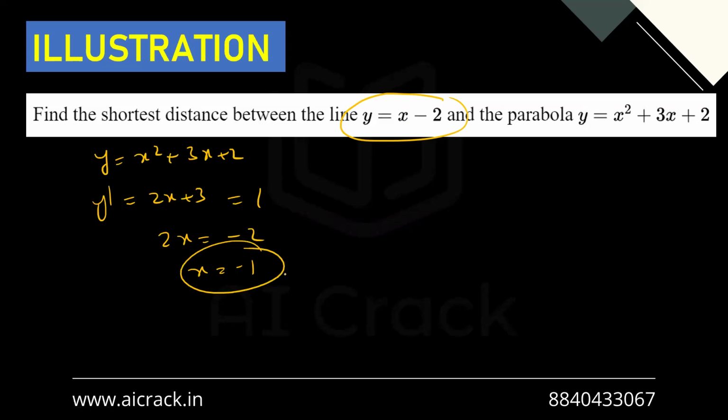Now if we have got x equals minus 1, we can plug that value over here and we'll get the y value as well, right? So y would be minus 1 square plus 3 times minus 1 plus 2. That comes out to be 0, right? This is 1, this is minus 3, this is 2. That comes out to be 0. So we have got the point x comma y on the curve, that is minus 1 comma 0.